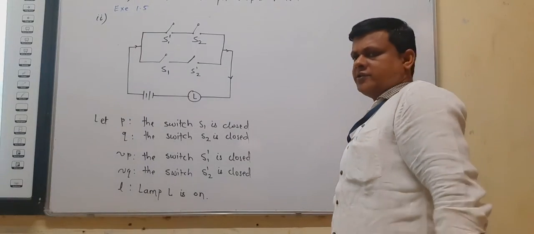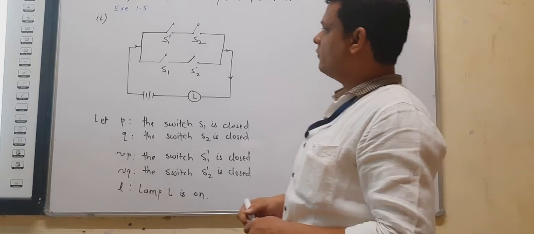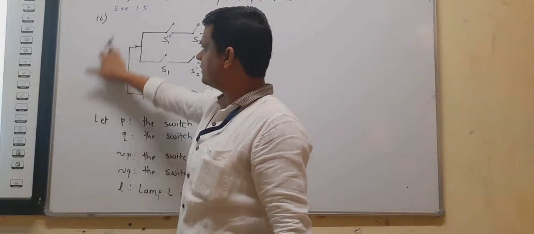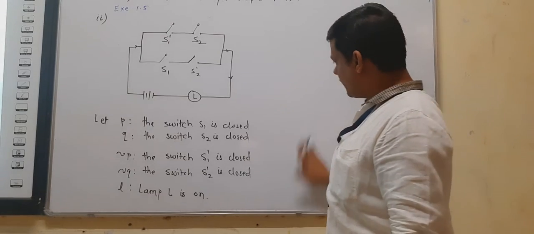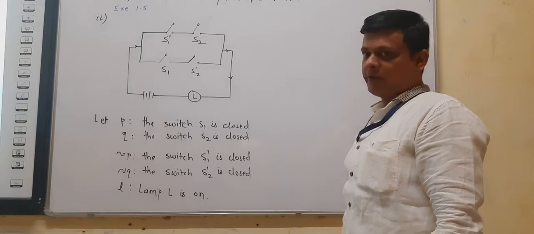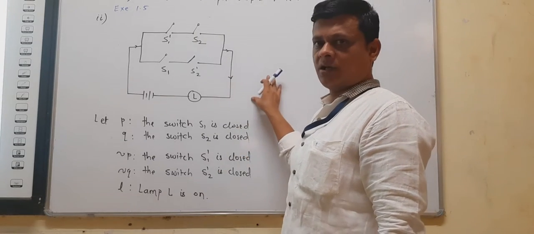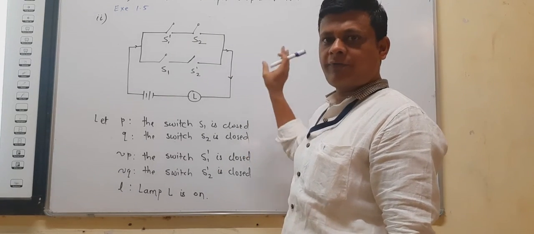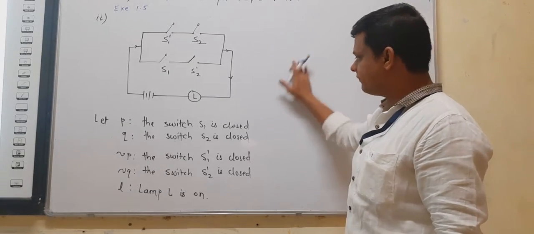Today we take the next example from exercise 1.5. Yesterday we solved the first example. See the second example. What we have to do in this question? We have to find the symbolic form for the given switching circuits. Then we have to find its input-output table, that is, the truth table.